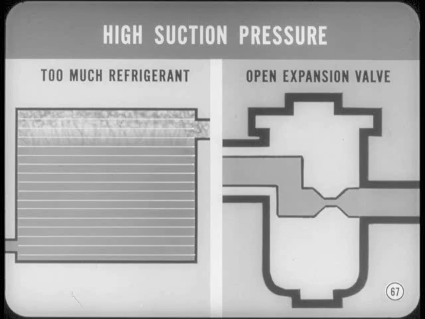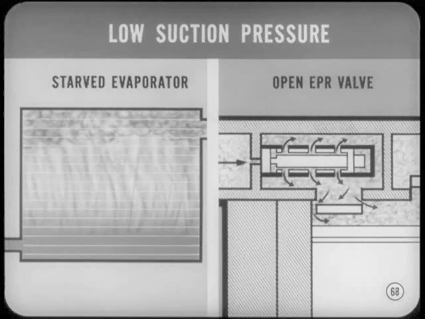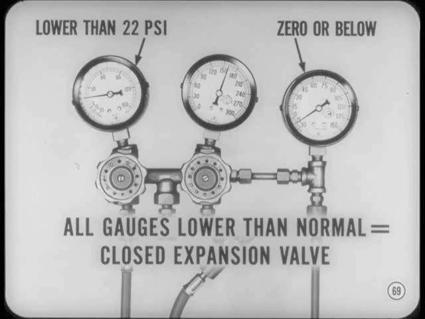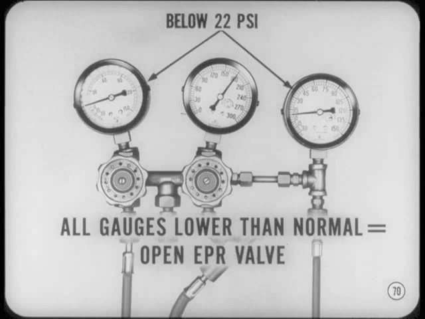Now, in the opposite direction, low suction pressure can be caused by a starved evaporator or an EPR valve not modulating properly. You can spot a starved evaporator because it puts out warm air. However, an open EPR valve cannot slow down the cooling cycle, so air from the evaporator will be cold, even below freezing. If suction pressure on the left side gauge is lower than the normal 22-pound minimum, and inlet pressure on the right side gauge drops to 0 or below, you'll probably find a closed expansion valve.